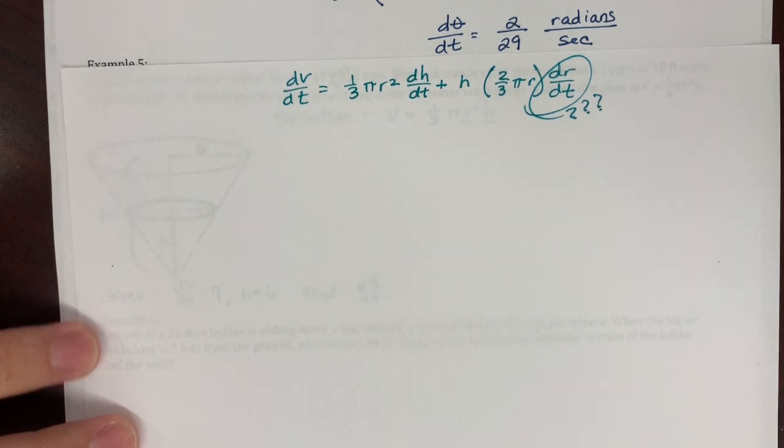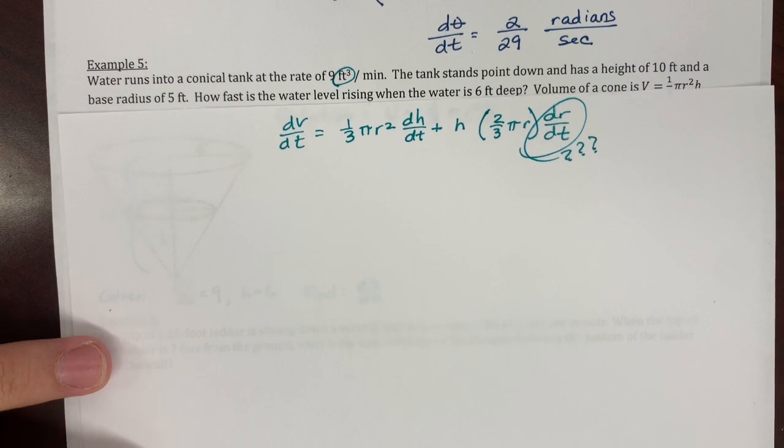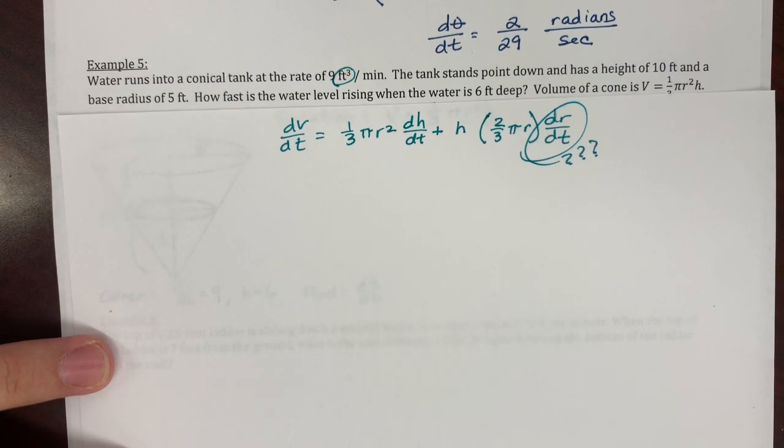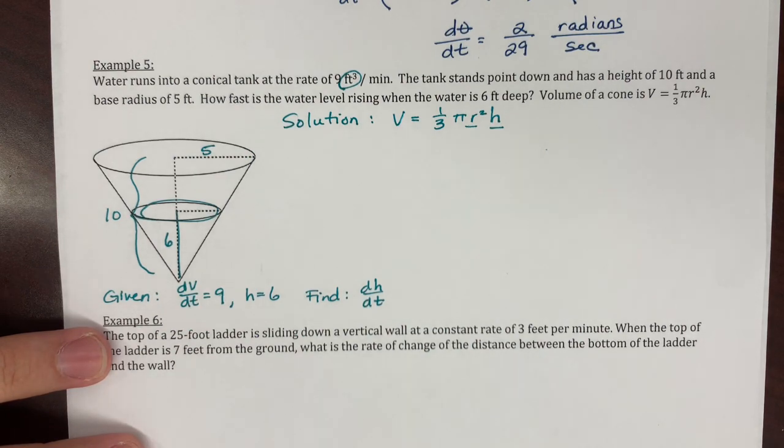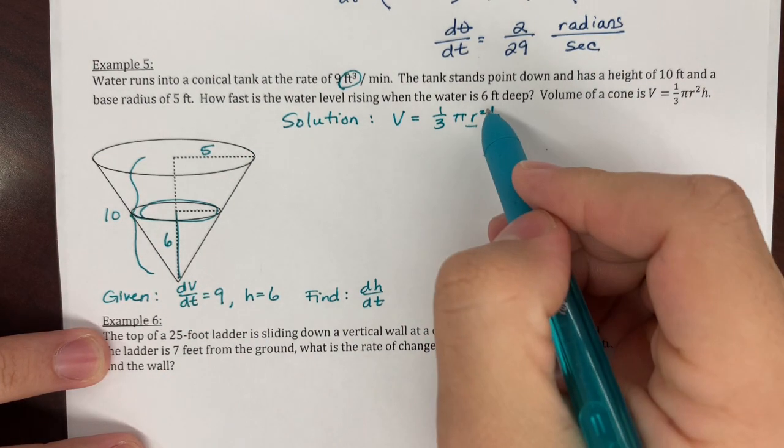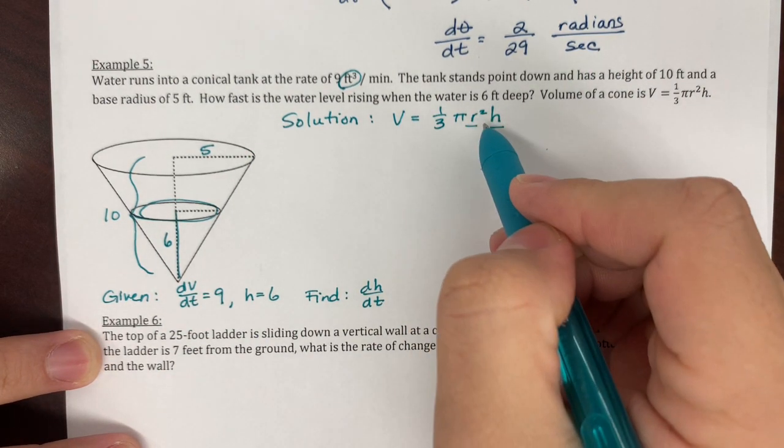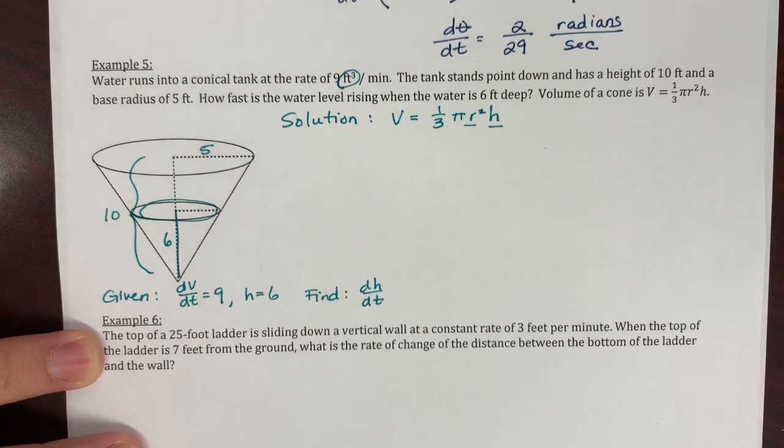So this is one of those problems where you kind of have to manipulate what you have and only take the derivative of things that you can work with. So the suggestion here is to pretty much eliminate r from this whole thing.